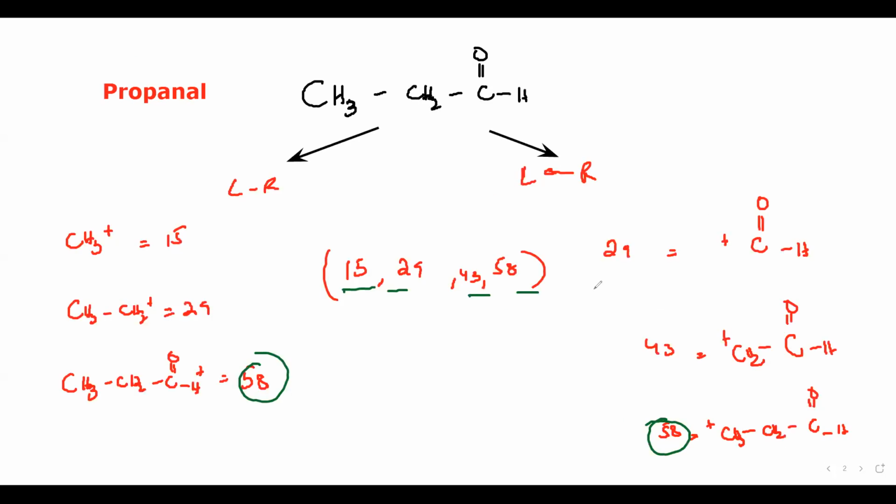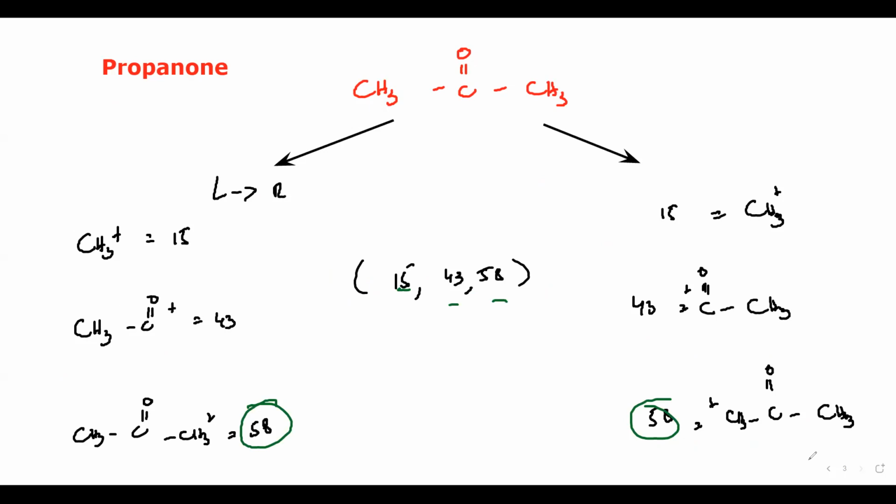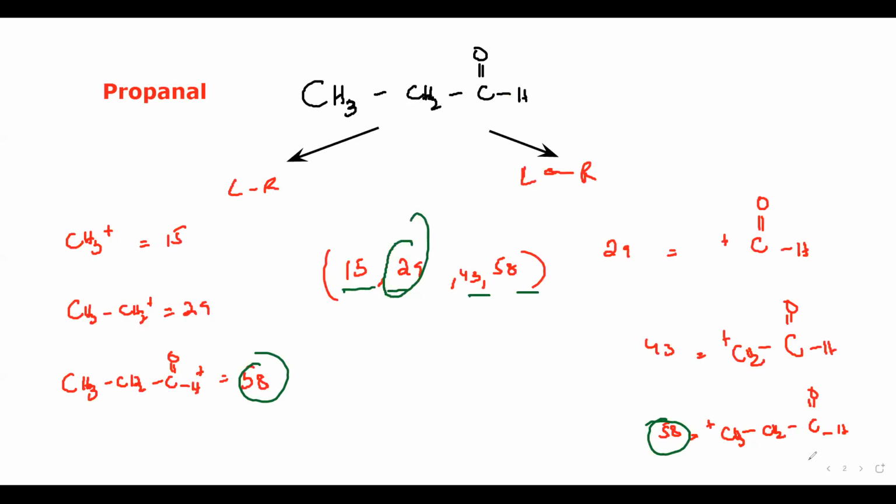And the peak which can be used to distinguish whether it is propanal or propanone is the peak at 29, which is due to either C double bonded with O H or CH3CH2. So that's a missing peak which is not present. This peak is not present in propanone, but it is present in propanal. So sometimes they give you this common question, that they give you the mass spectrum and they ask which peak can be used to distinguish between propanal and propanone.